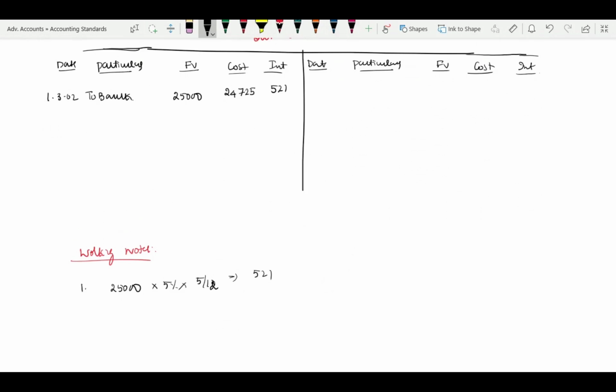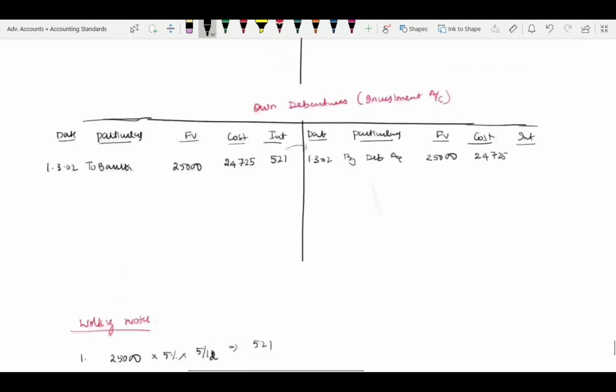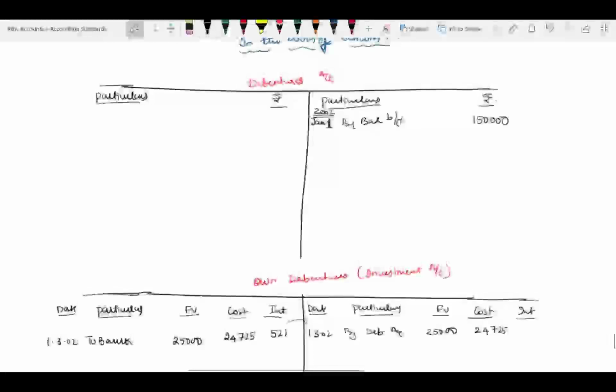Got it? Now the same day, my dear friends, it has been cancelled. Therefore on the credit side, the same day, transfer it. Same day it is 1302 by debentures account, face value 25,000 and cost column the same amount, 24,725. Interest will not be there, that we will transfer later. So now if it is transferred, it will come to the debentures credit side here.